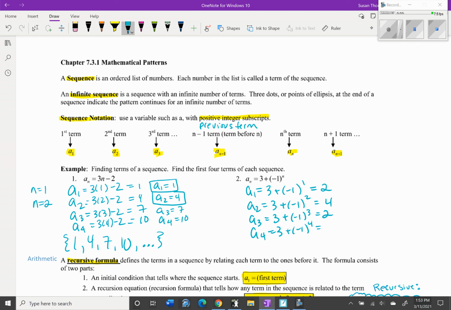Of course, even powers we know make the negative positive, which is why we're going back and forth between 2 and 4. So then we could write out the terms by just using our braces. So 2, 4, 2, 4, dot, dot, dot. And that would be our solution.